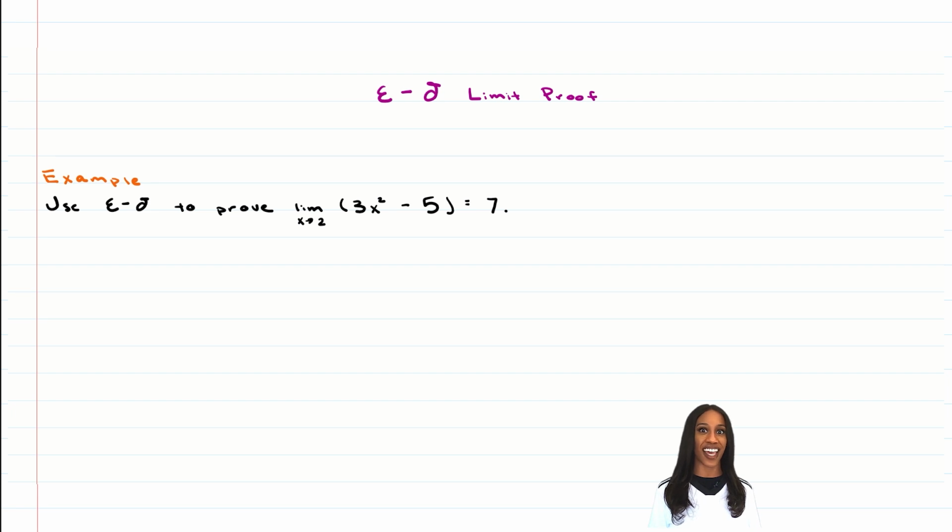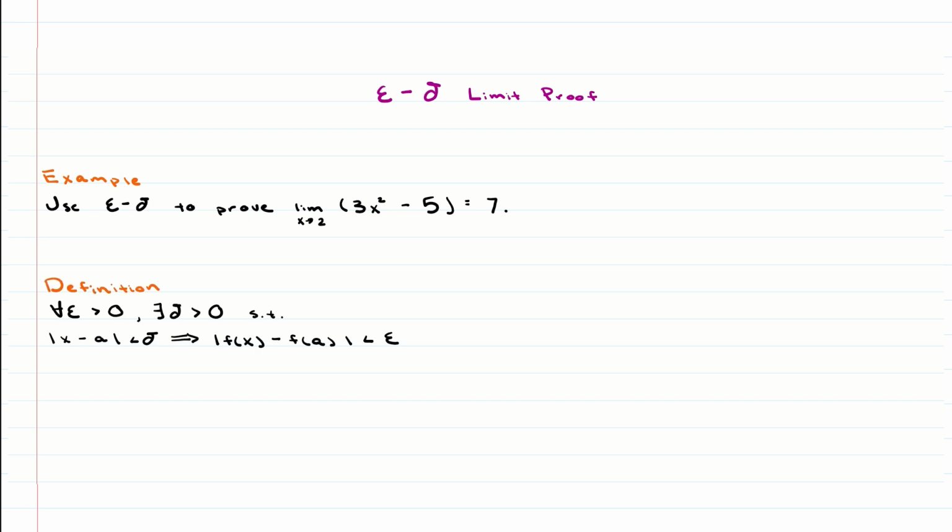Alright, now let's take a look at this example. Our example says use the epsilon-delta definition to prove the limit as x approaches 2 of 3x² - 5 equals 7. The first thing we'll do is go over the epsilon-delta definition. It says for all epsilon greater than 0, there exists a delta greater than 0 such that if the absolute value of x - a is less than delta, then the absolute value of f(x) - f(a) is less than epsilon.